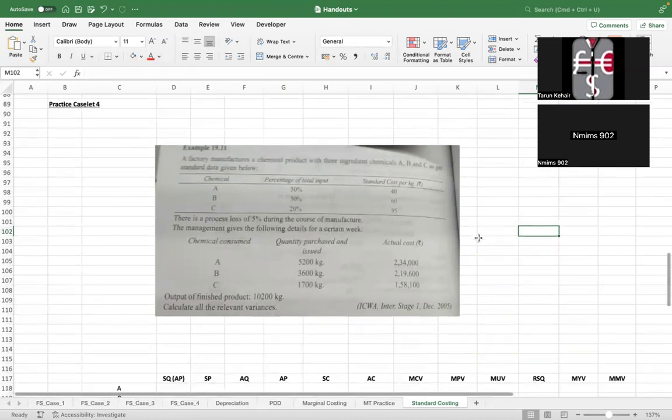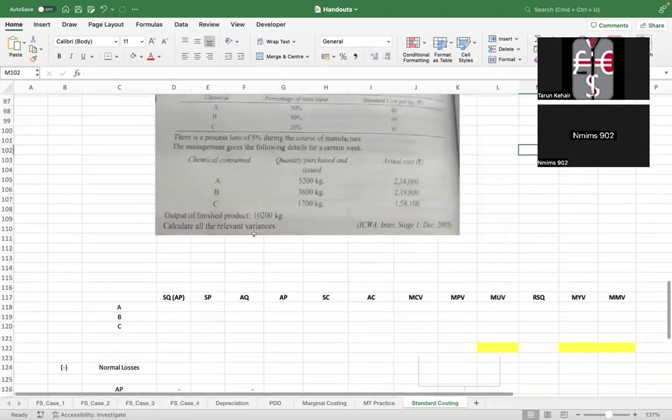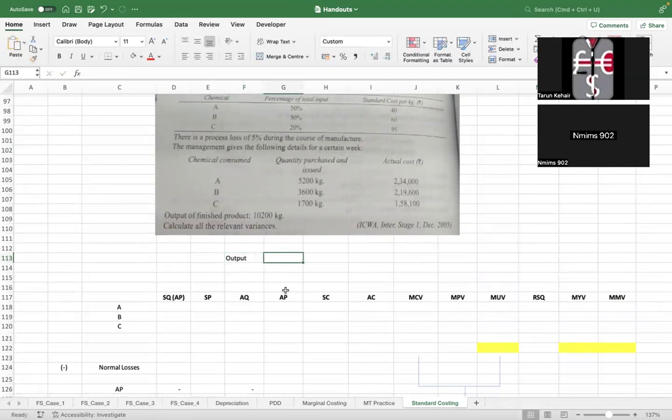Okay, everybody, right? Standard costing. So there is a process loss of 5% during the course of manufacture, which means our output is 95%. Okay? So if you look at our output, it is 10,200 kgs, which is 95%.